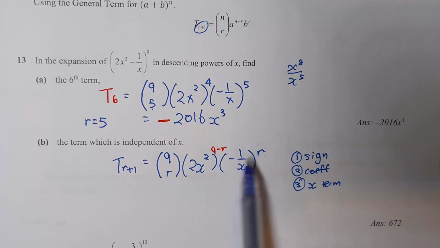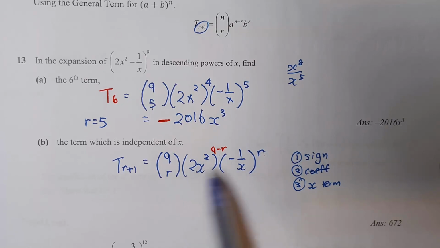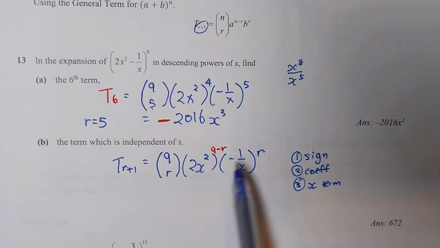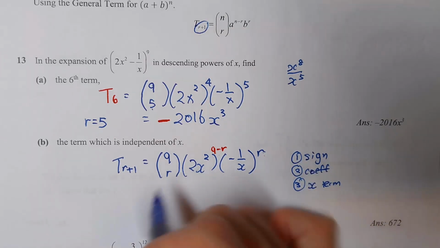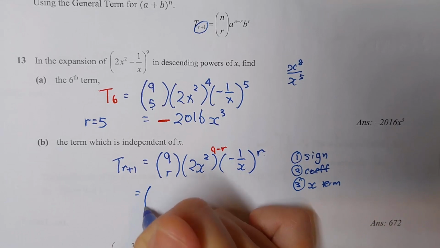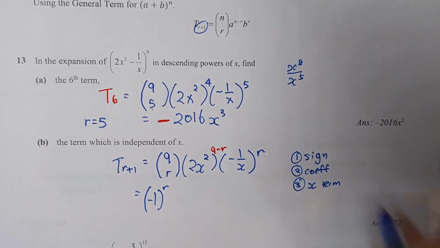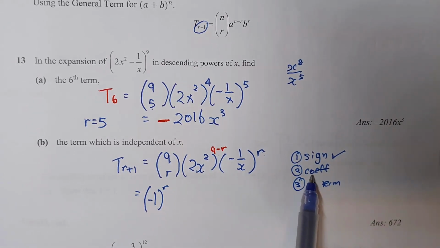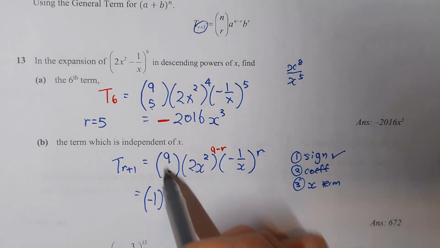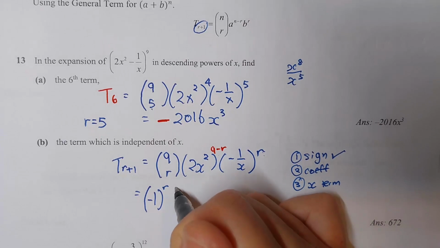to the power of r. Okay, because this is positive, so let's ignore it. Only this one will be negative. So let's settle the sign first. The sign will be negative 1 to the power of r. So done. Next, which part will give us the coefficients? Let me use another color. Let's say black. So this will give us the coefficient.